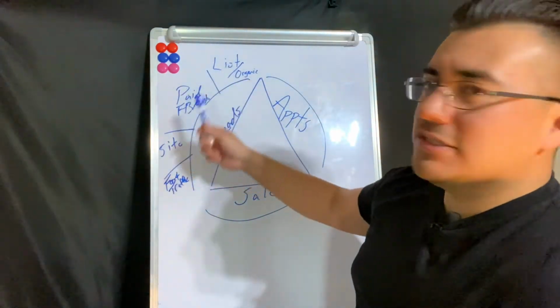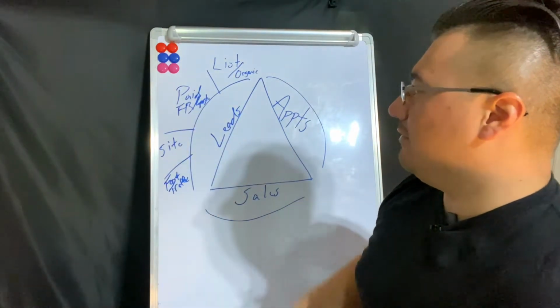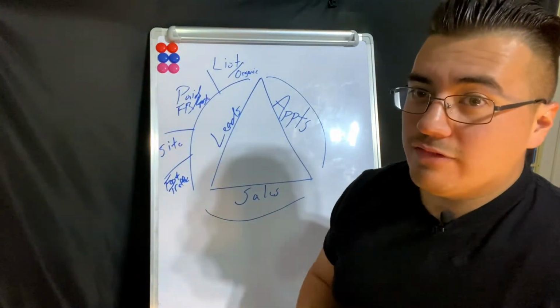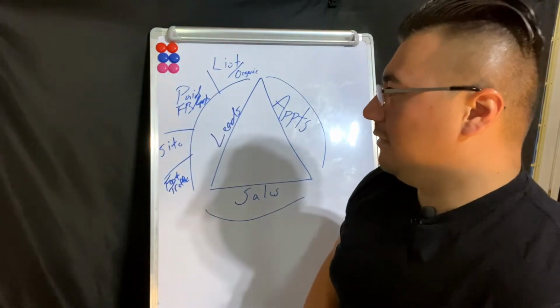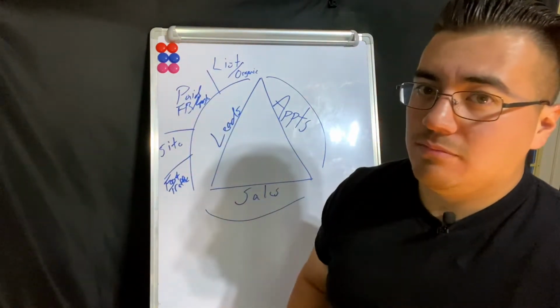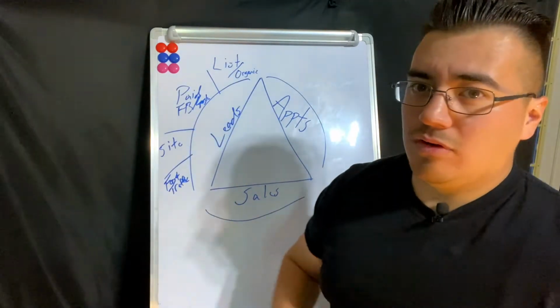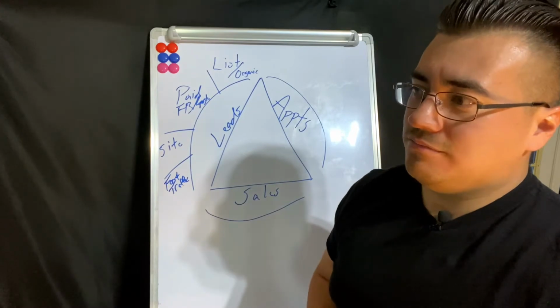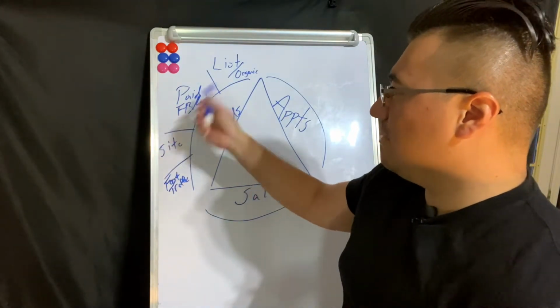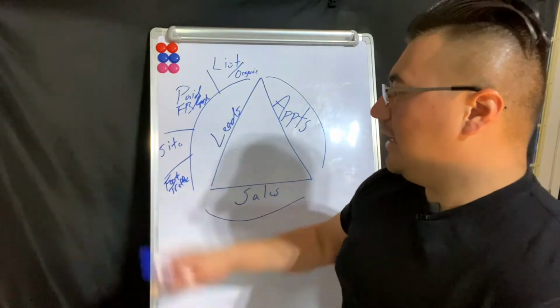Paid, so you got your list. You got your paid traffic, which should be Facebook and Google. Do you have a Facebook page? Are you running paid traffic to Facebook, to Google? Facebook is more interruptive marketing. Google is more like a search engine, a little bit higher intent. So you need to be advertising on both Facebook and Google. Site would be a website.